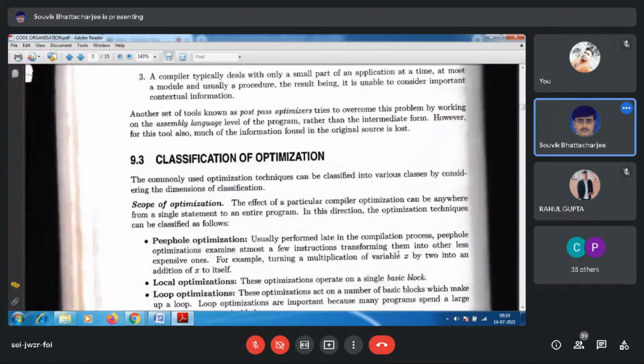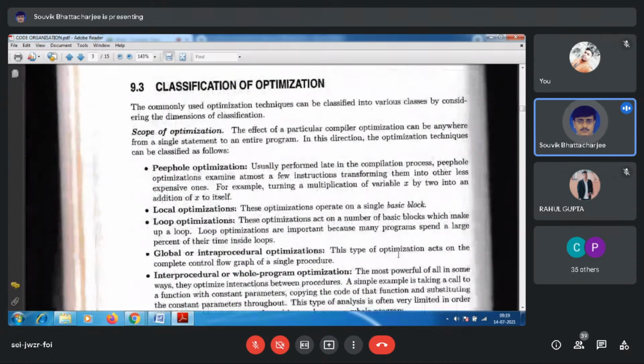Next, we will see different classifications of optimization, and this is the most important one. These are the most commonly used, and all are basically machine-independent optimization techniques. This is applicable to any programming language and any architecture. The commonly used optimization techniques can be classified into various classes by considering the dimensions of the classification.